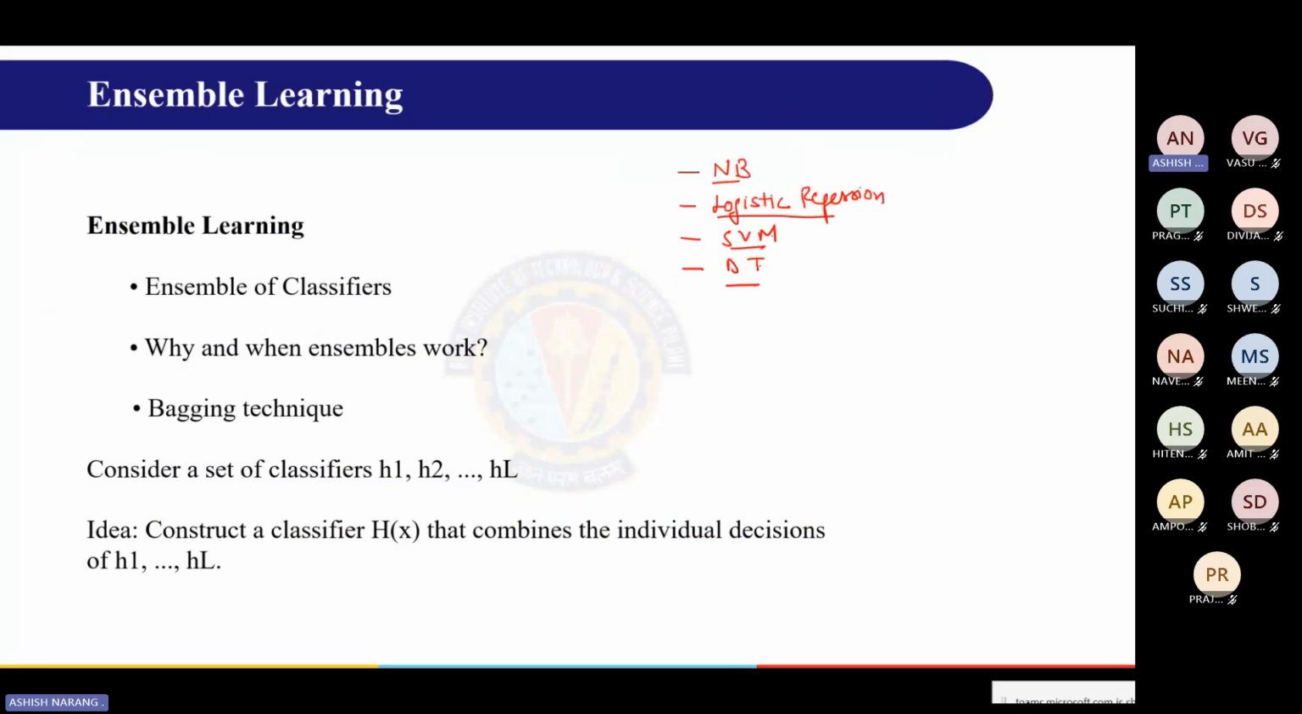Can I say that naive-Bayes will always give better results? Do you remember the naive-Bayes classifier? The question was given in the exam also. A logistic regression question was given in the exam also. SVM also, one single pointer question was given for that. Decision trees I have just covered right now.